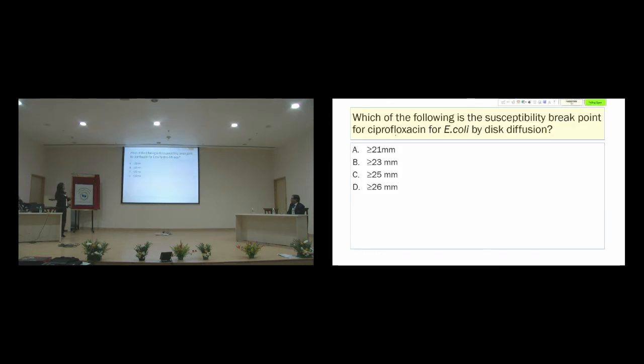So, this is a change in CLSI 2019. What is the breakpoint for ciprofloxacin for E. coli by disc diffusion? So, please press, don't tell.